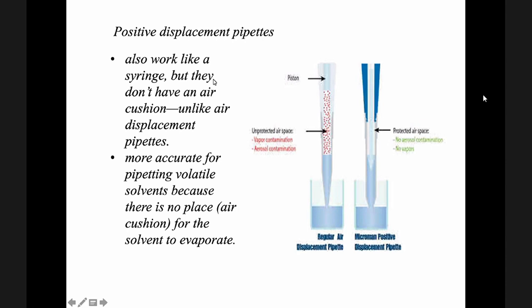Positive displacement pipettes also work like a syringe, but they don't have an air cushion, unlike the air displacement pipette. The positive displacement pipette is more accurate for pipetting volatile solvents because there is no place for the solvent to evaporate, unlike in the air displacement pipette. Okay?